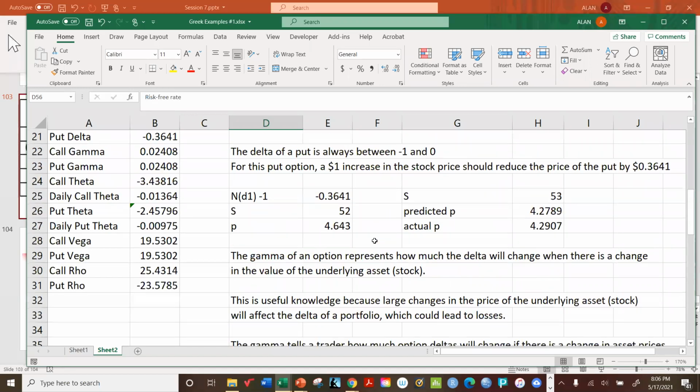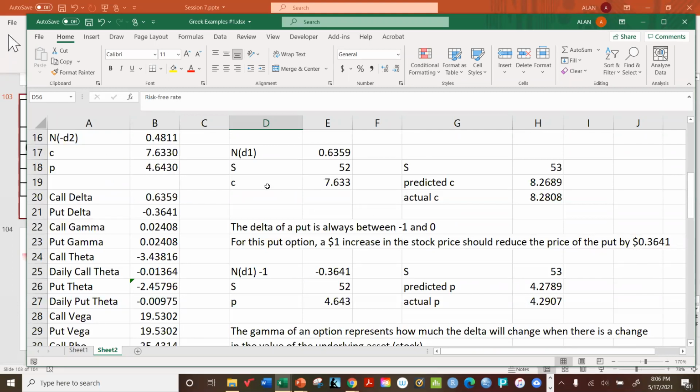So let's start here. We had this example many times. The stock price was 52 and the call price was 7.633. I raised the stock price to $53. The actual change is here. The one predicted by the delta is here. And you can see they're pretty close to each other. They would be even closer if the stock price went up by a smaller amount.